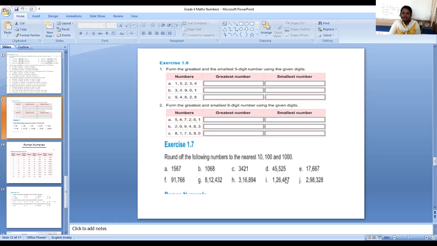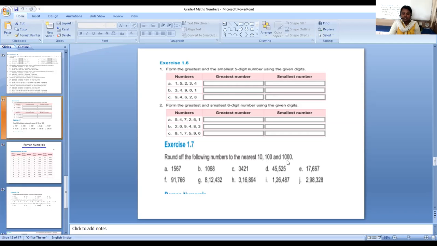Let us try with question number H, that is 3,16,894. Here, when I round off to the nearest 10, I see the tens place is 9, the next number is 4, which is less than 5. So the number to the nearest 10 would be 3,16,890. Whereas for the nearest 100, it would be rounded up as 3,16,900. This 9 is greater than 5.